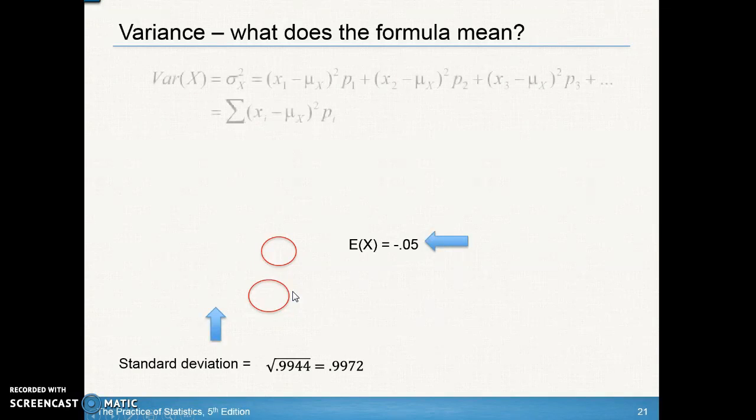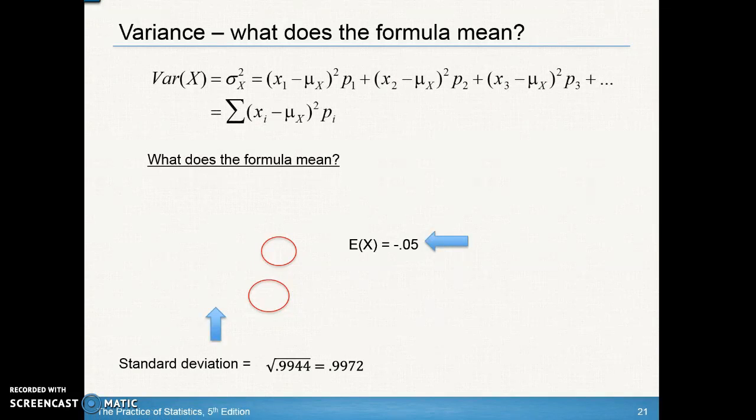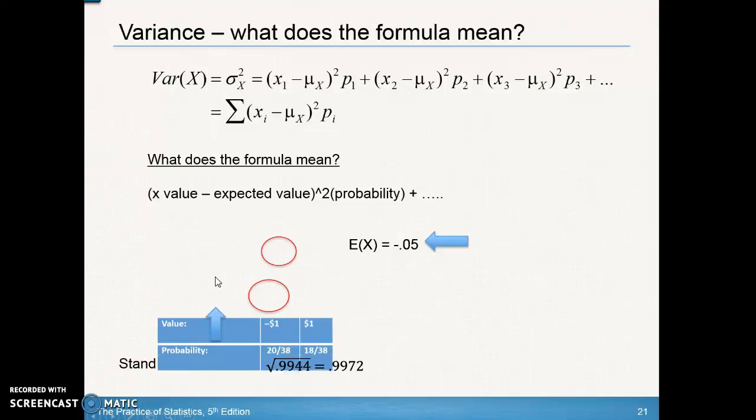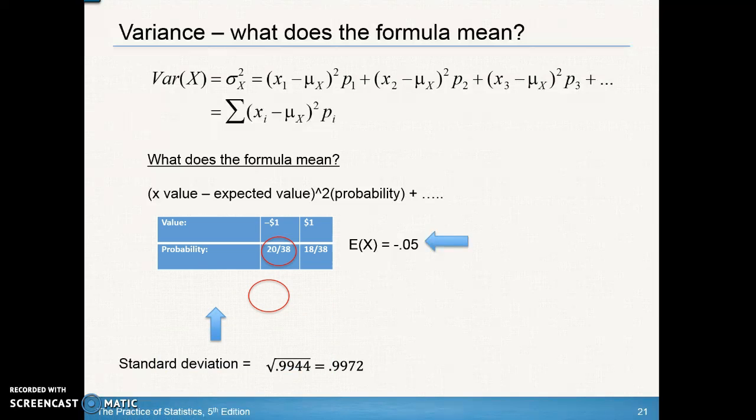All right, so what exactly does this formula mean? Let's take a look at it in comparison to a specific problem, the roulette problem that we were discussing before. Remember, we take the x value from our table minus the expected value, which is how far away you are from the mean, square it, and then multiply it by the probability of that occurring. From our roulette question, we were losing $1 20 out of 38 times and winning $1 18 out of 38 times. That expected value was basically losing 5 cents if we were to do this over and over again. As a refresher, that expected value came from -1 times its probability plus +1 times its probability, adding those two together.